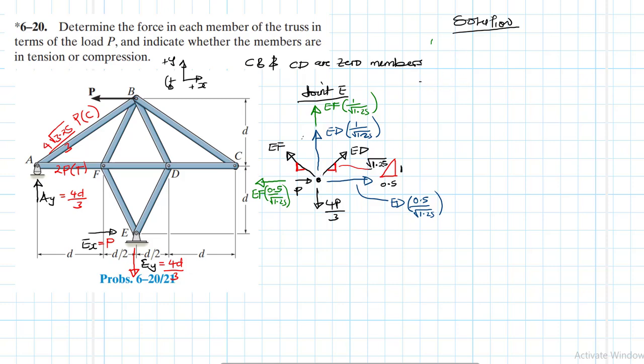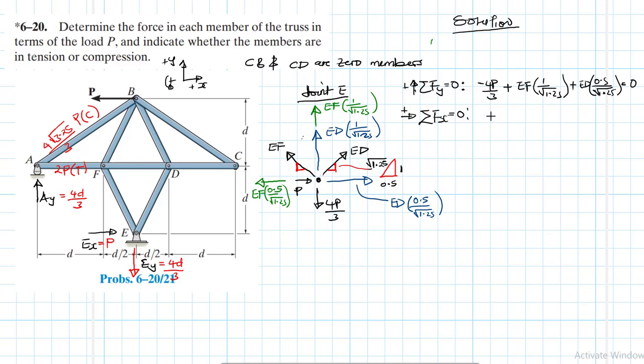Let's apply the equations of equilibrium. Summation of forces in the y equal to 0. What do we have? In the y, let's say we have a minus 4P over 3, plus EF 1 over root 1.25 plus ED 0.5 over root 1.25 equal to 0. And then since this equation has two unknowns, we'll need another one with the same unknowns so that we solve them simultaneously. So let's work out another equation.